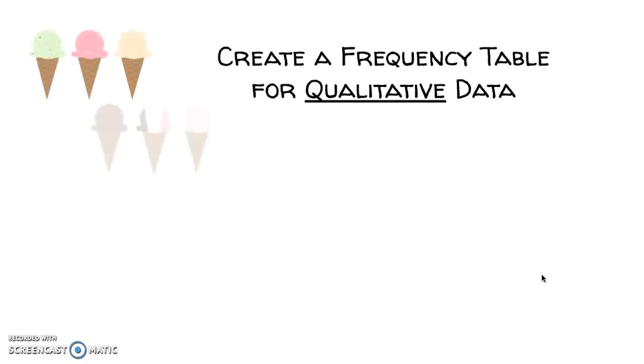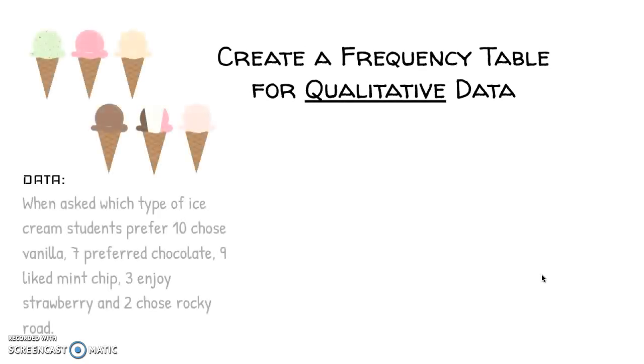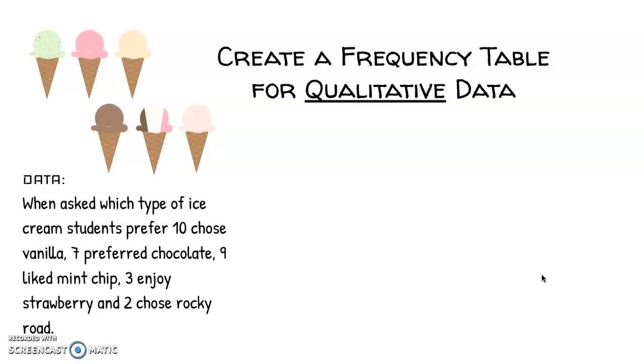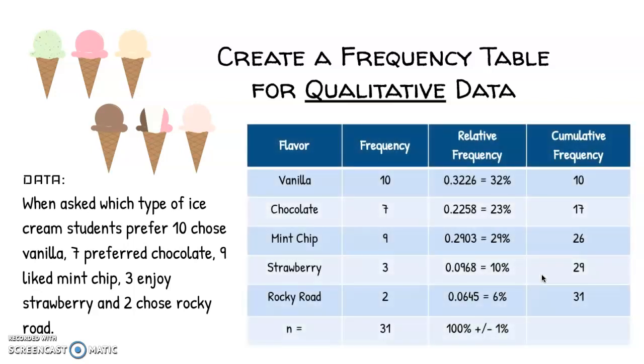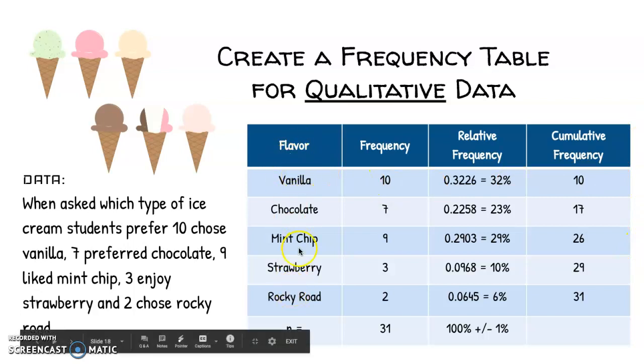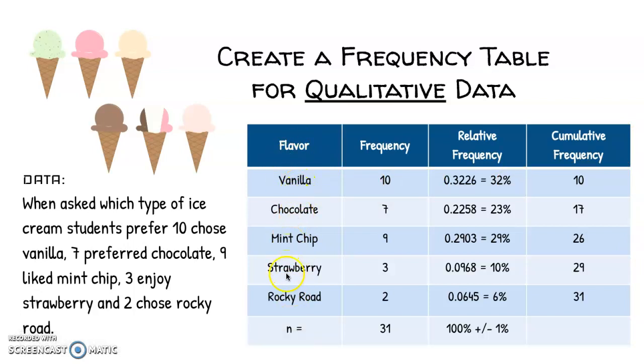So let's create a frequency table for qualitative data to start us off with. So suppose when asked which type of ice cream students prefer, 10 chose vanilla, 7 preferred chocolate, 9 liked mint chip, and 3 enjoyed Rocky Road, and 3 enjoyed strawberry, and 2 chose Rocky Road. So if we create a frequency table for this information, we have in our first column here the flavor or category or class, okay? And so we've listed each of those words.